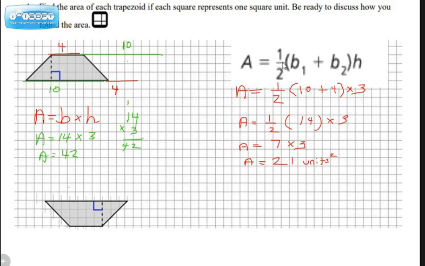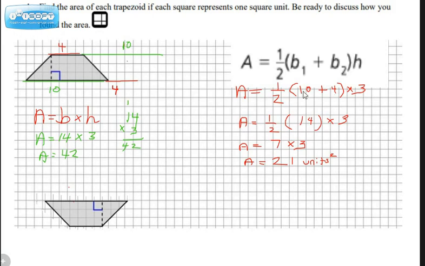The area of a trapezoid is half of the sum of the parallel sides, which we call base 1 and base 2, times the height. And if we substitute in the values, it doesn't matter which one you call base 1 and which one you call base 2. So let's say you want to call this base 1, so you substitute it in. Here's base 2, substitute it in, times the height, and recall that the height is still perpendicular to the base.